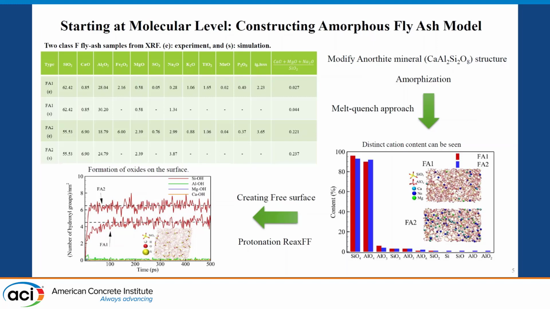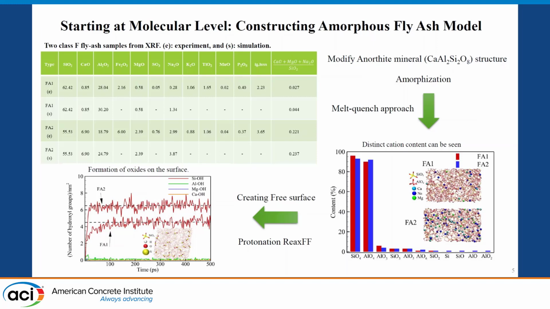It's silicon and aluminum, but what is different is the concentration of those blue, cyan, or green spheres, which are different cations. One of them has a higher concentration of cations and alkalis, and another one has a lower concentration. And perhaps because of those differences, the interface properties, or how strong the interaction is between CSH and those two types of fly ashes, will be different.